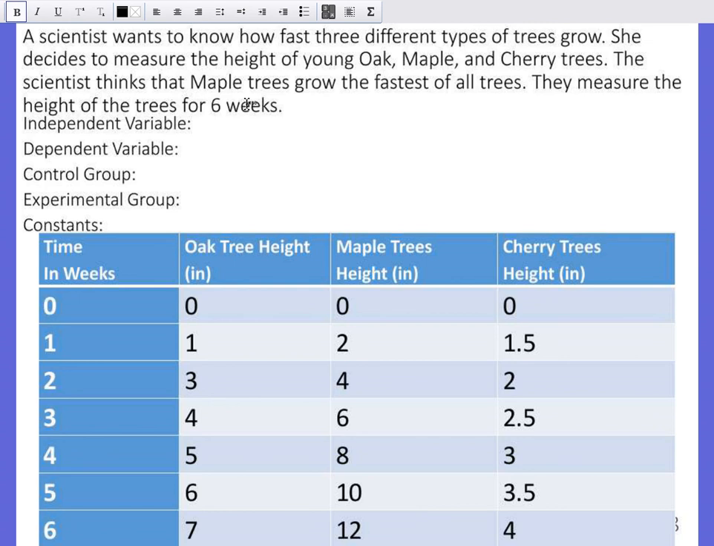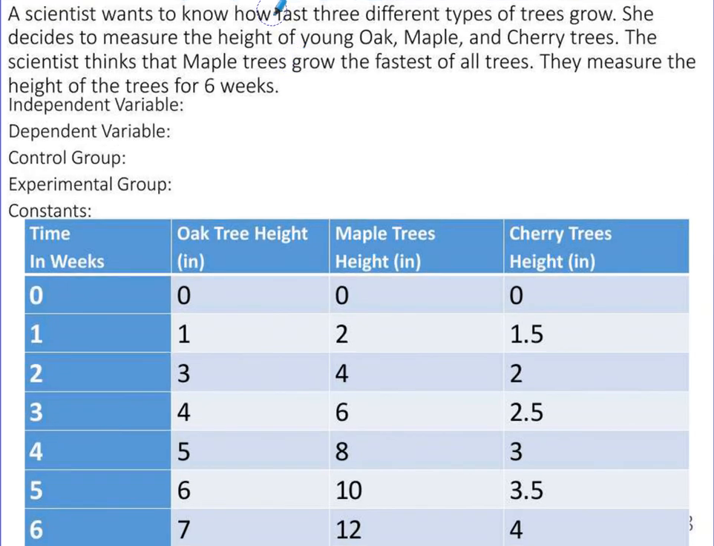In the next one, we're saying a scientist wants to know how fast 3 different types of trees grow. I'm going to highlight how fast they're growing and the different types of trees. She decides to measure the height of young oak, maple, and cherry trees. The scientist thinks that maple trees grow the fastest of all the trees. They measure the height of the trees for 6 weeks.